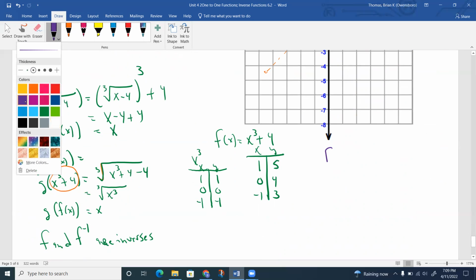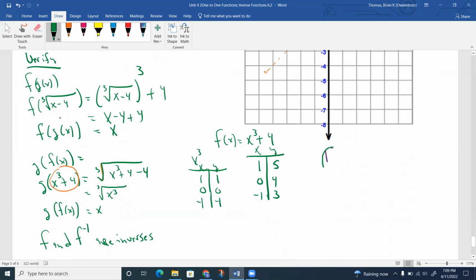If I write down the function f of x equals x cubed plus 4, its domain is going to be from negative infinity to infinity, and the range is also going to be from negative infinity to infinity.